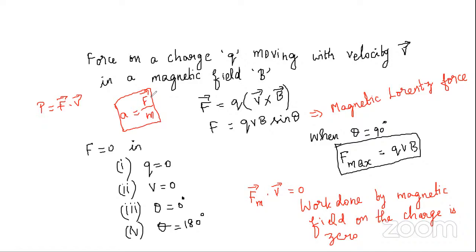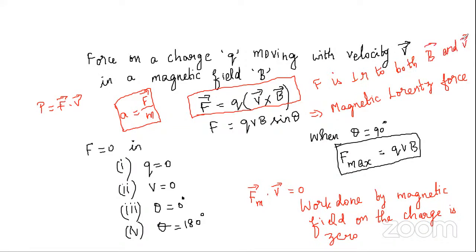So this is how you need to work with the magnetic Lorentz force concept, and as you can see from this equation, F equals q into v cross B. So this implies that this force is actually perpendicular to both B and v, as I have told you earlier. So this is an important result here. The force is perpendicular to both B and v.